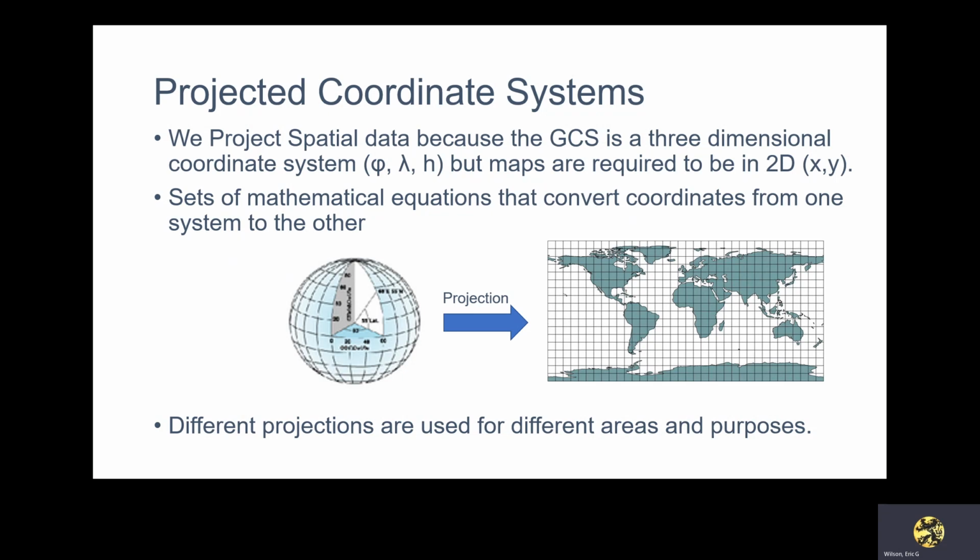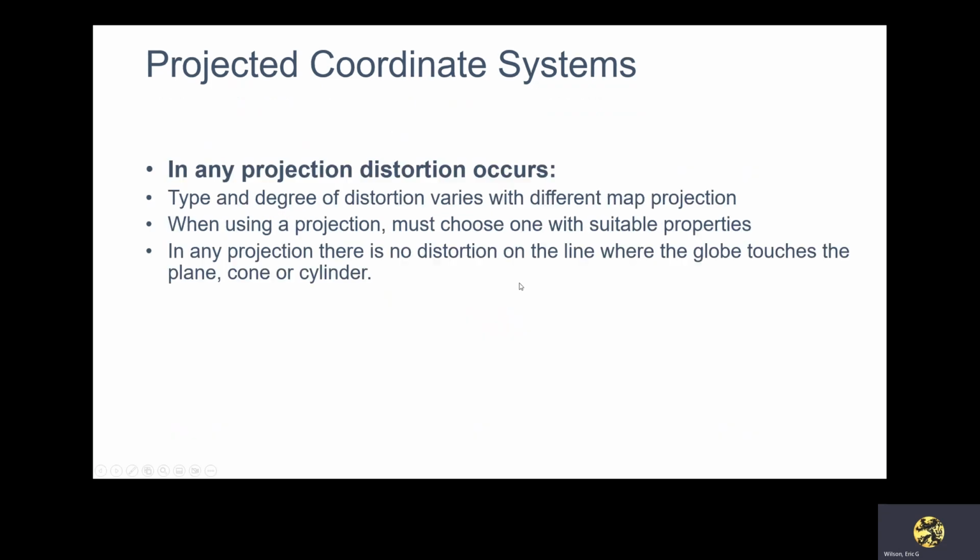Essentially, it's like putting a light bulb in the center of the Earth and then letting the light travel out through those grids and seeing how that lays out on a flat surface. There's all kinds of ways to do that, and it's a lot of math. We don't need to get into all the math here. But the important thing to remember is different projections that we use in our world of geography, GIS, and surveying are used for different areas and purposes. And so we'll talk through some of those here.